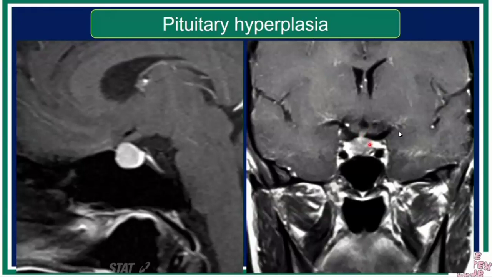And this is how we can differentiate a pituitary hyperplasia from a pituitary adenoma, a microadenoma or macroadenoma, because those are usually on one side and are associated with deviation of the pituitary stalk. So if you see an enlarged gland that has no deviation of the pituitary stalk in the correct clinical setting, we should think about pituitary hyperplasia.